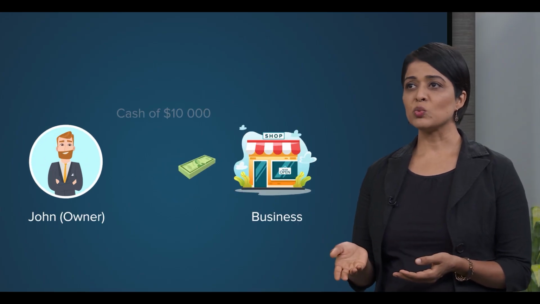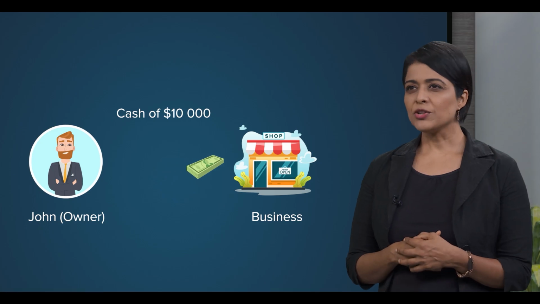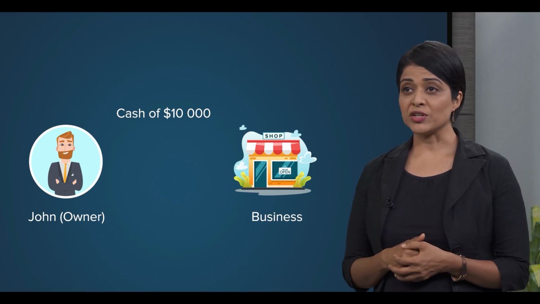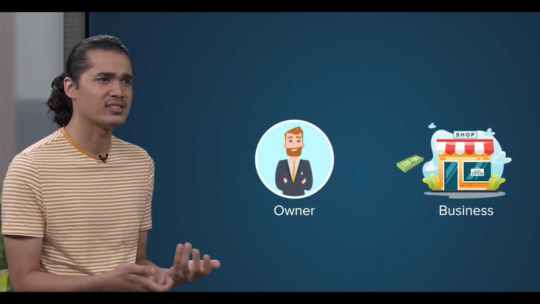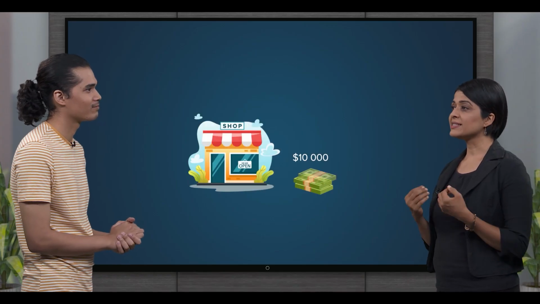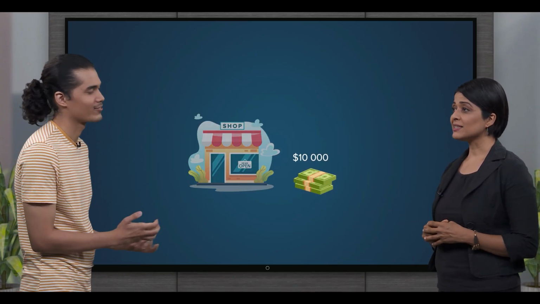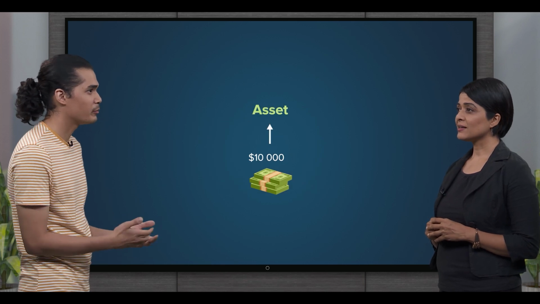Sure. Let's suppose a person named John starts a business with a cash of $10,000. Now, what do you think will be the accounting equation here? As John is the owner, the amount he invests in the business becomes the capital. Correct. So, as the business now has $10,000 in cash, what is this cash for the business? It is an asset for the business.